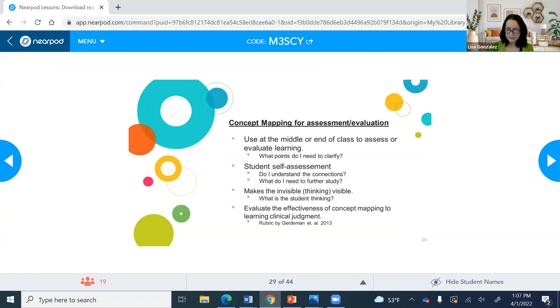All right, so let's see. Finally, I want to share a rubric with you guys. Hold on one second, guys. Oh, developed for concept mapping learning activities. So this was actually really cool.